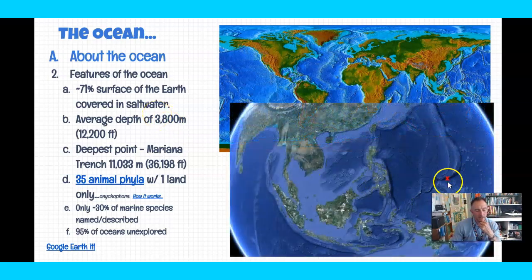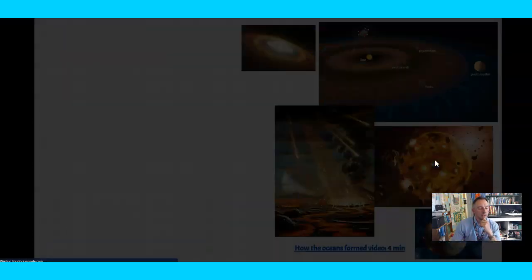There's the Marianas Trench, right just west of the Philippine Islands. Out there, the Pacific Plate is colliding with parts of Asia and other things.